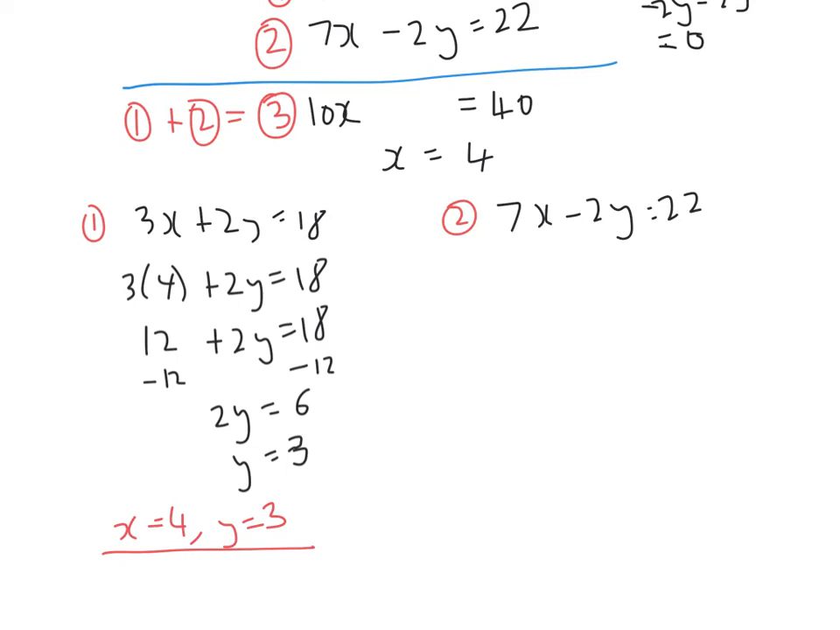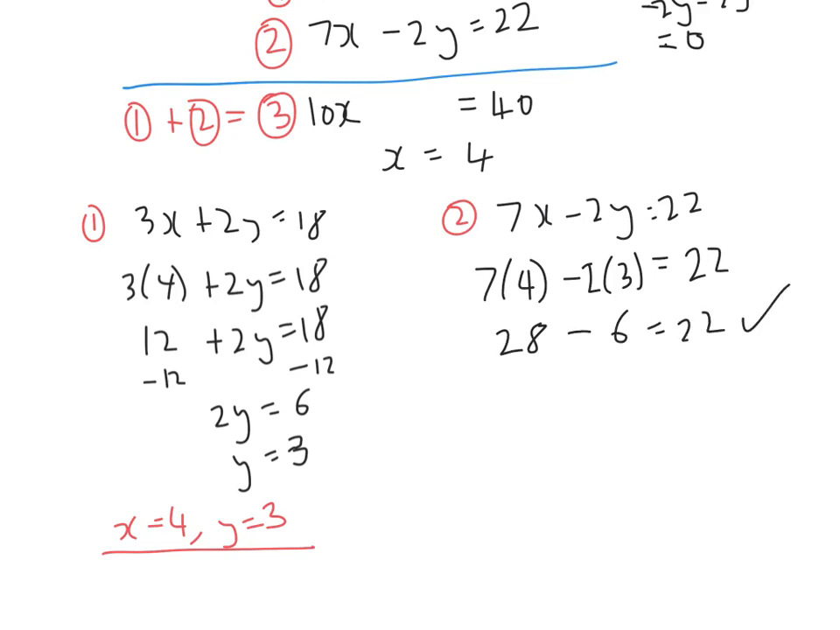Now, I would always check that that works in the other equation too. So here's the second equation. If I've got it right, it should work. If x is 4, that would be 7 4's, and if y is 3, that would be 2 3's. So is 7 4's, which is 28, minus 2 3's, which is 6, equal to 22? It is, so I know I've got it spot on.